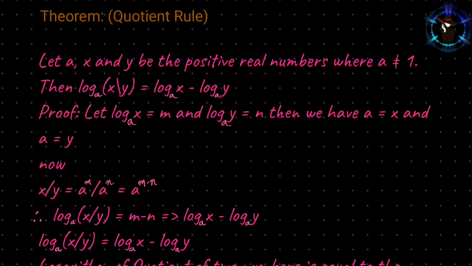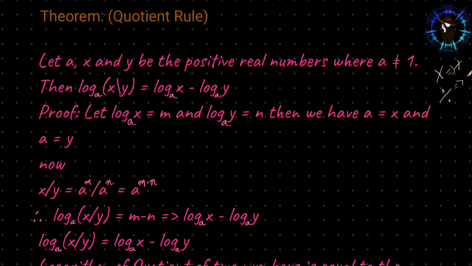So the next rule we have is the quotient rule. So what does this theorem say? Let a, x and y be positive real numbers where a is not equal to 1. Then log of x by y with the base a equals log of x minus log of y. We had a product in the previous rule, so we need to add. When there is division, then we need to subtract. That is what these rules say.